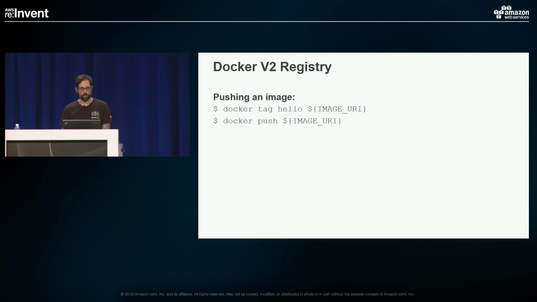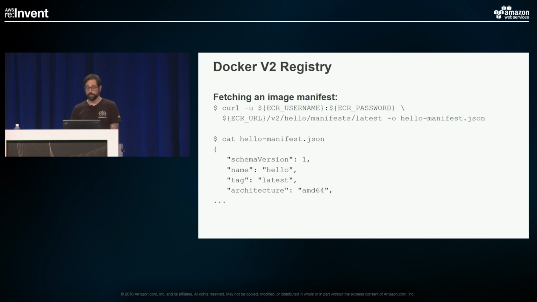Now for pushing an image, we're going to tag that hello back to our image URI and just do a push. Now that we have that image pushed, we can see what that manifest actually looks like. So we can do a curl here with that username and password. It's going to set the HTTP digest on the request. Go back to our URL, back to that manifest latest. So hello is the image name and latest is the tag. And we're going to save that out to a JSON file so we can use it later.